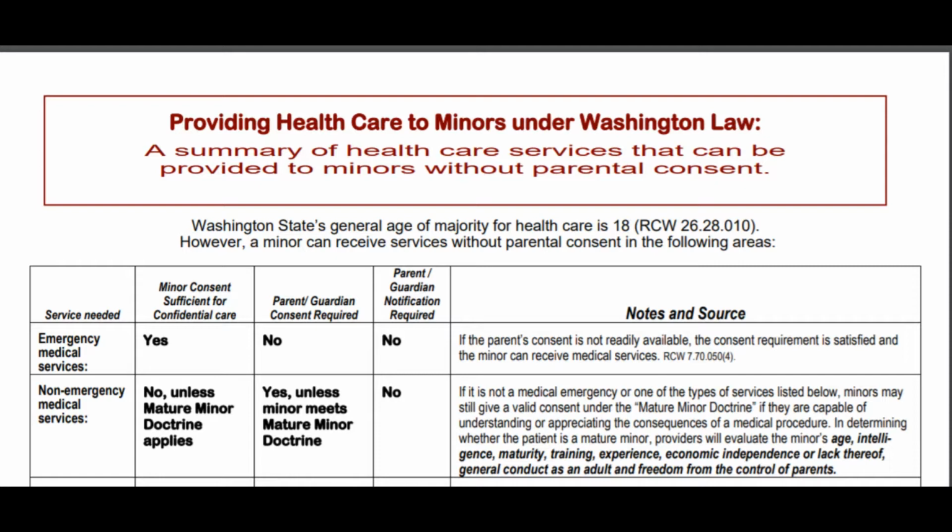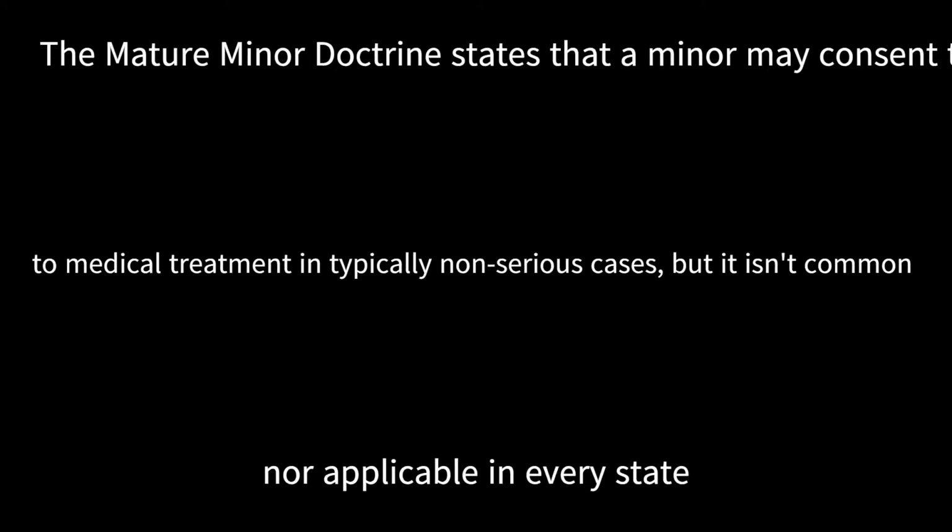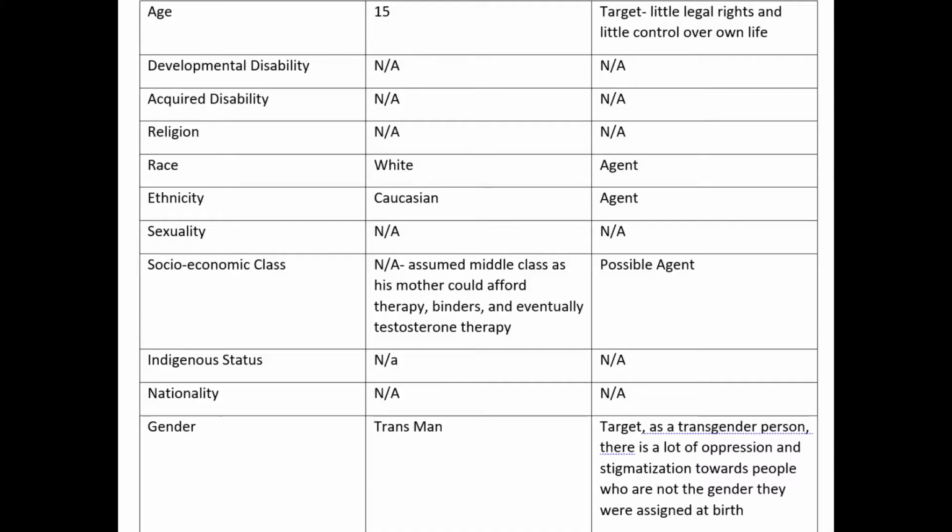Because the DSM-5 casebook does not specify whether he is using the mature minor doctrine or not, we're going to not include it as it is not something that is typically common. So, in essence, by being 15, Michael's mother has the power to make the final say in his medical decisions.